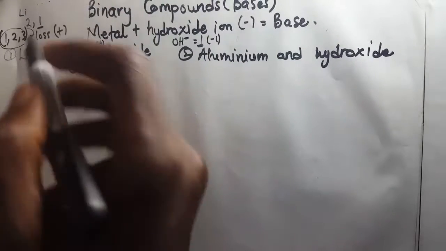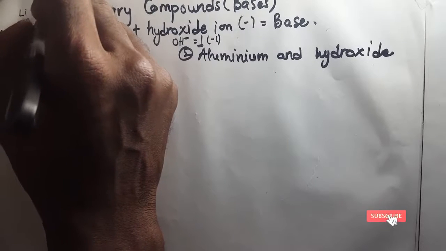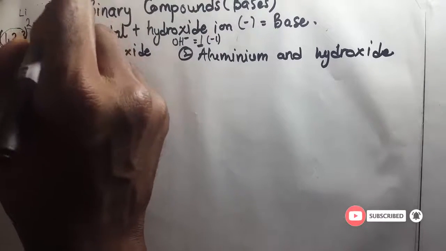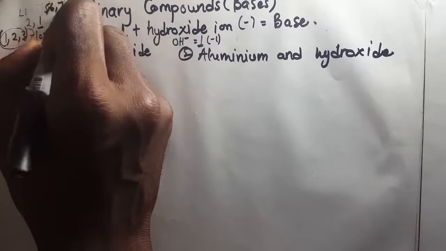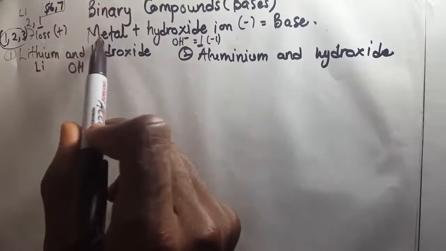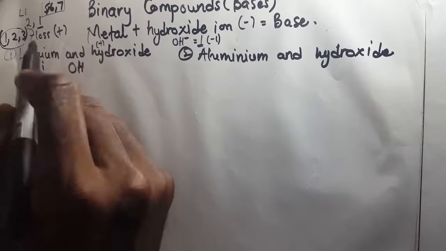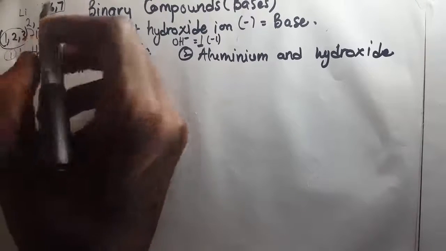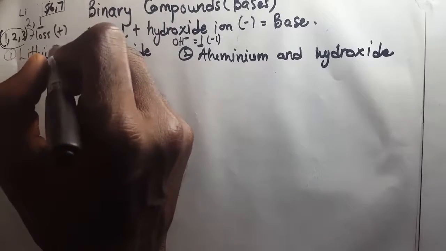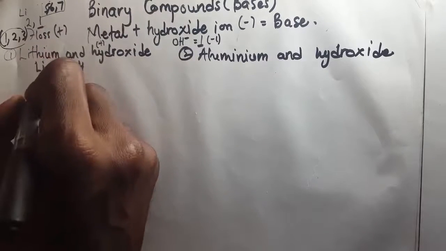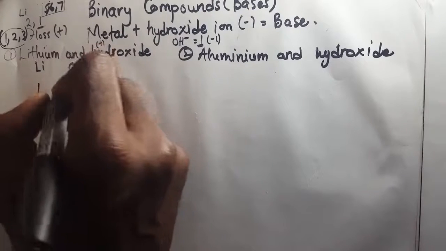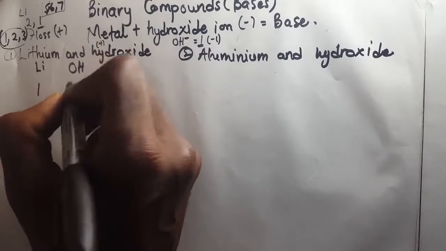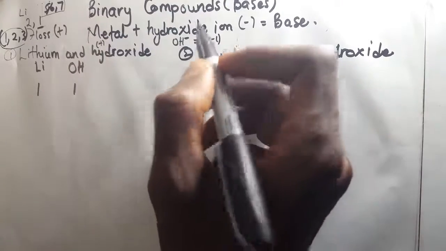Now when it has 5, 6, or 7, it gains to add up to 8, which is not our focus for today because we are dealing with metals. Lithium has 1 electron on the outermost shell, so it's going to lose the 1. When it loses the 1, lithium has a +1 charge, but the valency is 1. Hydroxide also has a valency of 1, because it has a charge of -1.